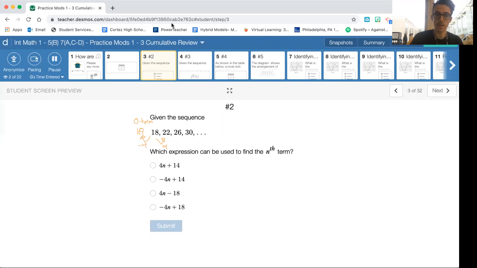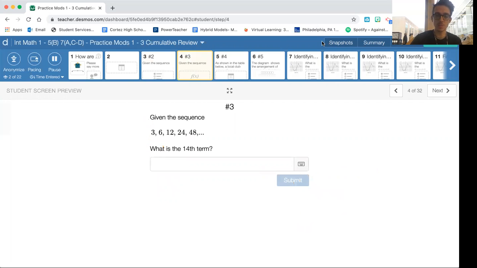And so if we had to use a sentence to talk about this, we could say, starting at 14, we add 4. And since we're now at the 0 term, we would just say that this is n times. So we're looking for something similar where we have 14 and then we add 4n. Can you spot the option that makes sense? This could also be rewritten to 4n plus 14. So that first option looks the best. Send it.